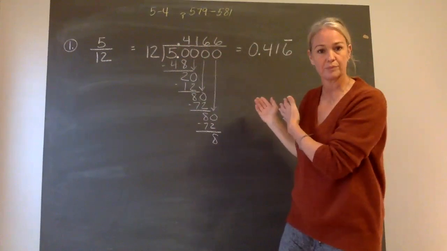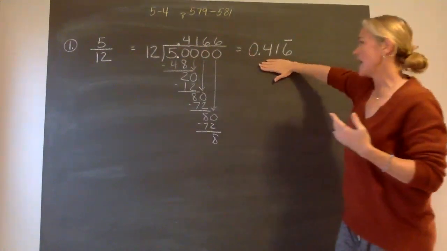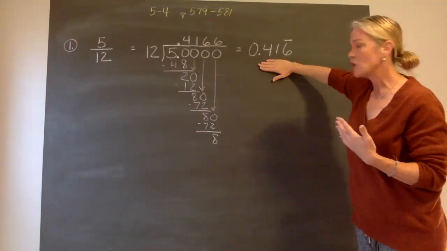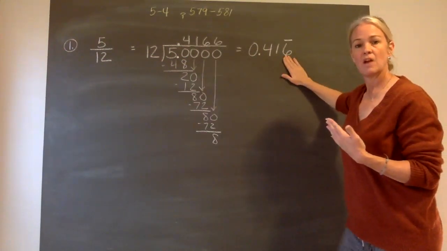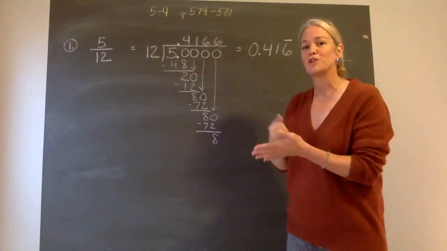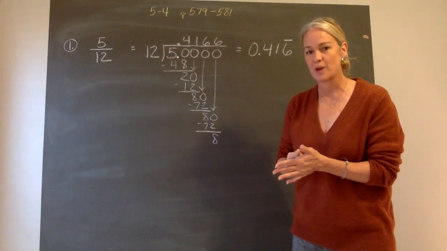0.416666666666 repeating. Okay? We're going to write that as 416 thousandths with a repeating 6. It's very easy to see that repetition, that the decimal repeats, when you're doing it by hand, okay?